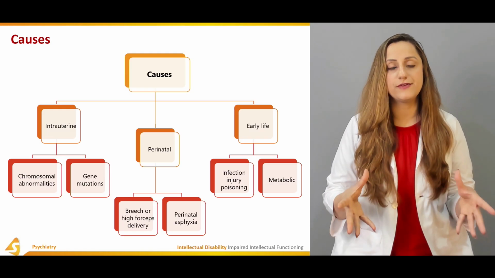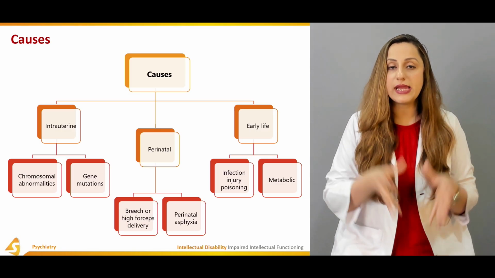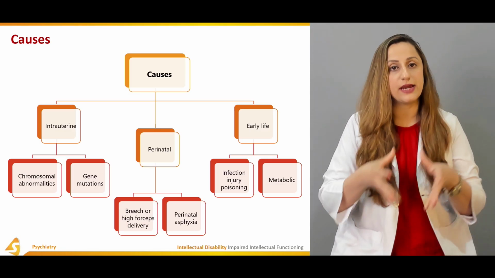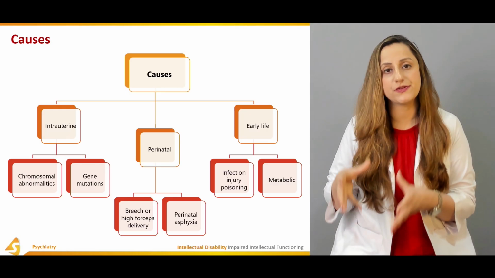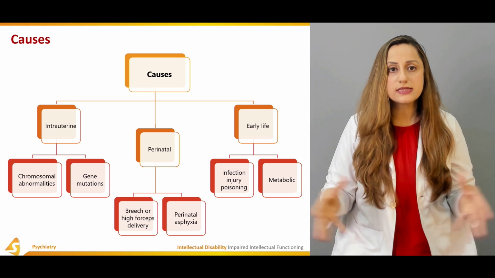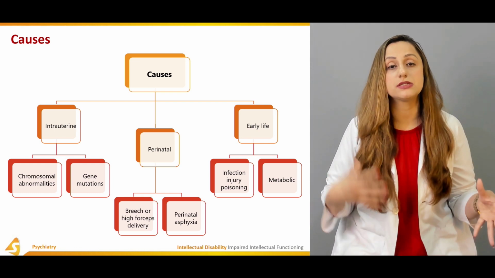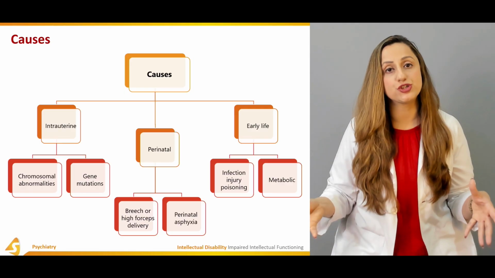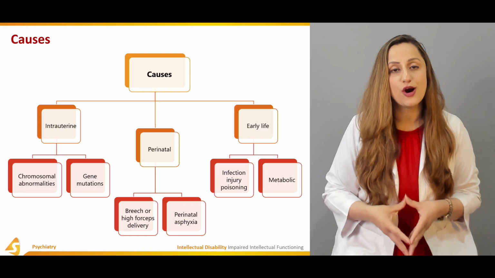So if we have a broader view of all of these causes, it's ranging from the intrauterine and the perinatal period, and then the early life, which is usually the period of infancy. The causes are multiple, ranging from the genetic, the infections, the trauma, or the emotional trauma that the person has gone through can result in the mental retardation of the individual.